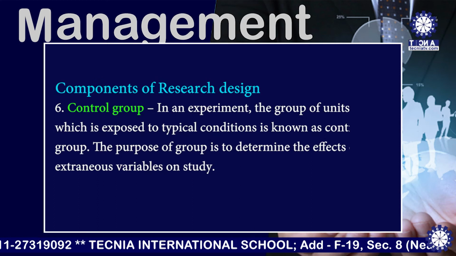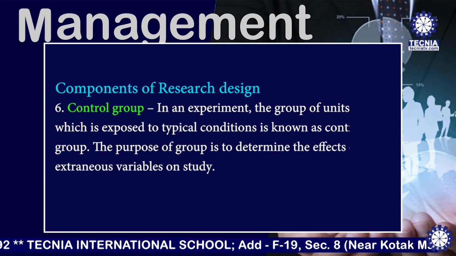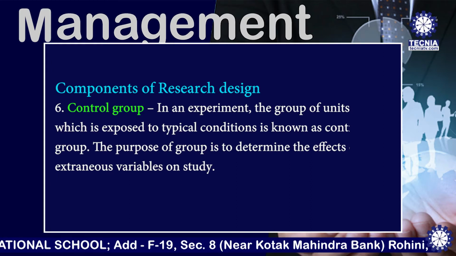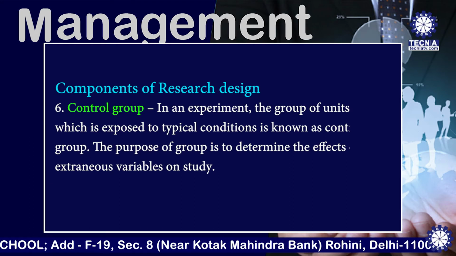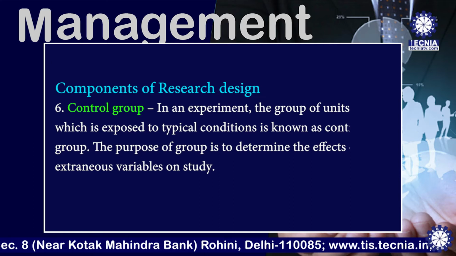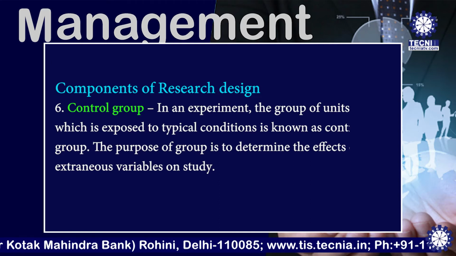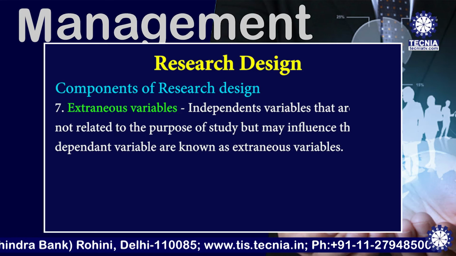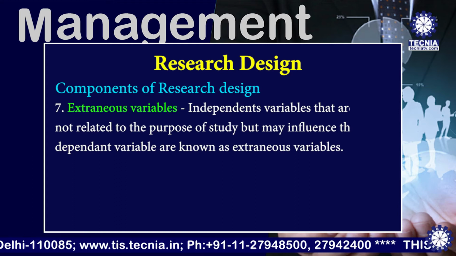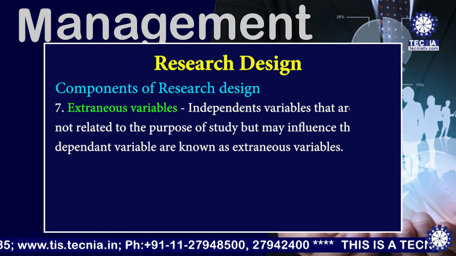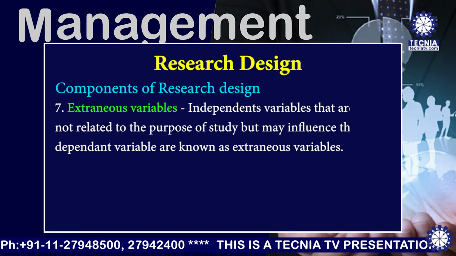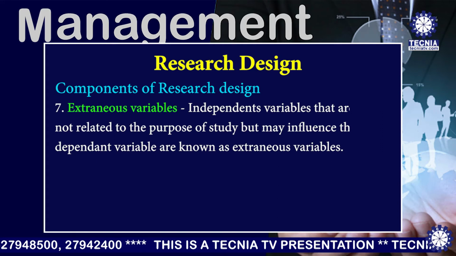The sixth component is control group. In an experiment, the group of units which is exposed to typical conditions is known as a control group. The purpose of the control group is to determine the effects of extraneous variables on the study. The seventh component is extraneous variables: independent variables that are not related to the purpose of the study but may influence the dependent variables are known as extraneous variables.